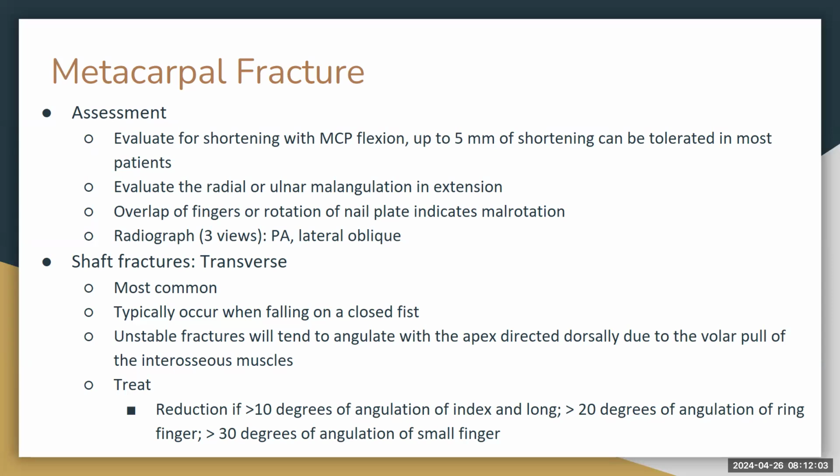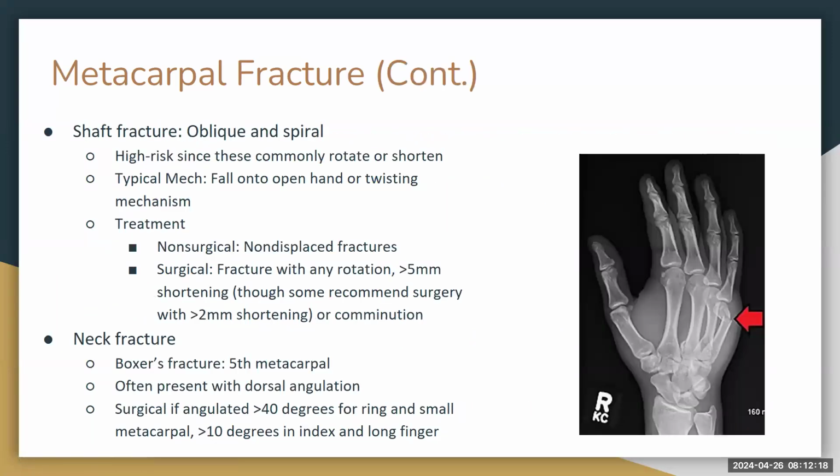For these, different fingers have different rules, but you want to reduce if it's greater than 10 degrees for the index and long finger, greater than 20 degrees for the ring finger, and then greater than 30 degrees for the small finger. Oblique and spiral fracture of the metacarpal shaft.